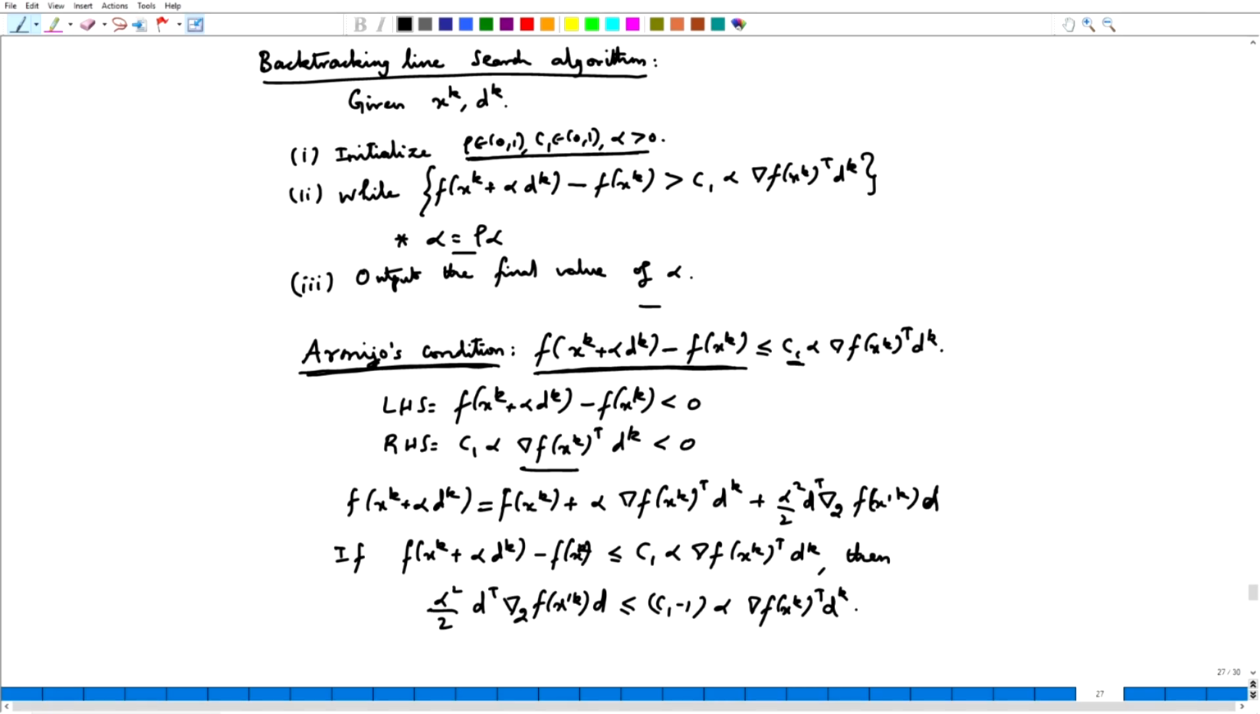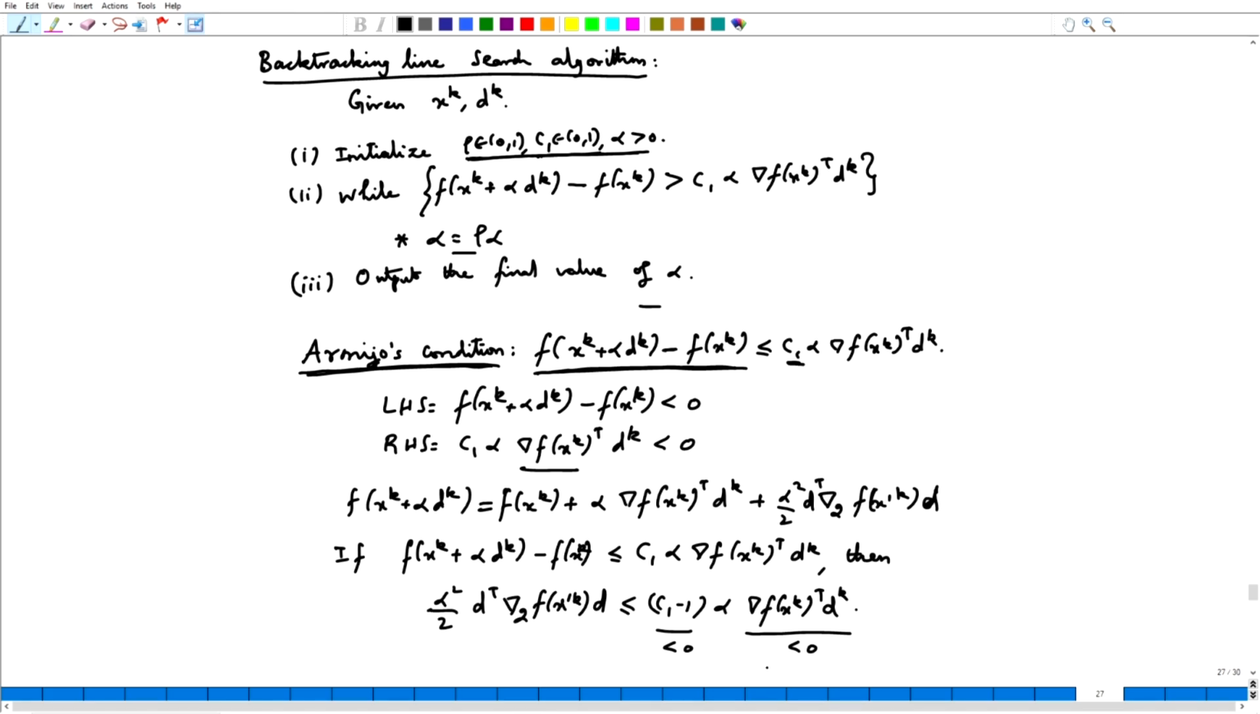Okay. So, you can see that the right hand side is actually positive. Why is that? Because del f of x k transpose d k is negative and C 1 minus 1 is negative. Note that C 1 is less than 1. So, C 1 minus 1 is less than 0 and del f x k transpose d k is less than 0. Okay. And alpha is positive.